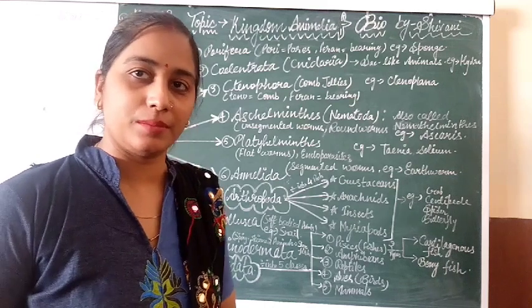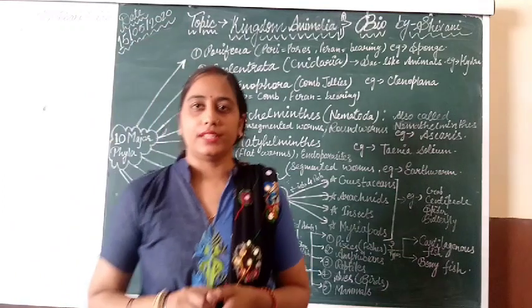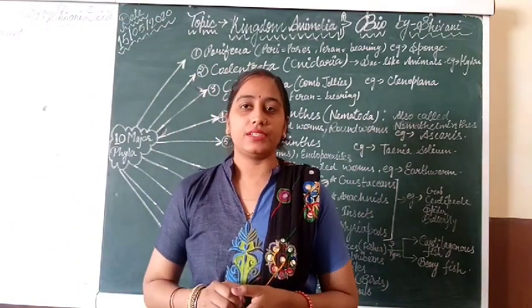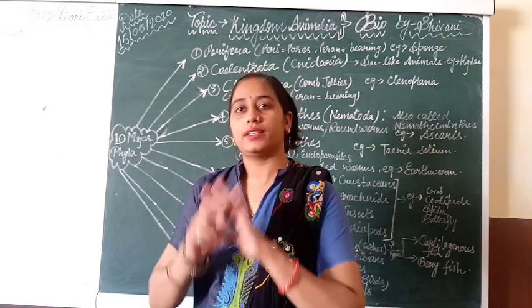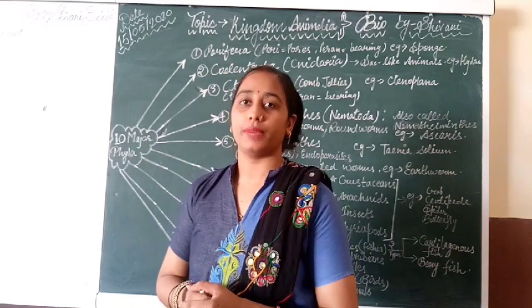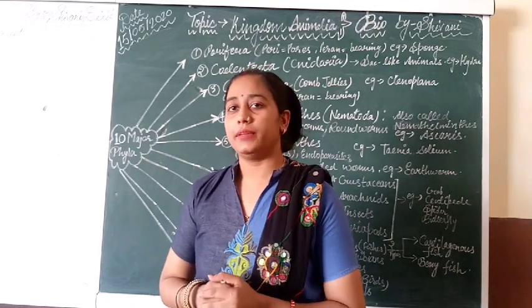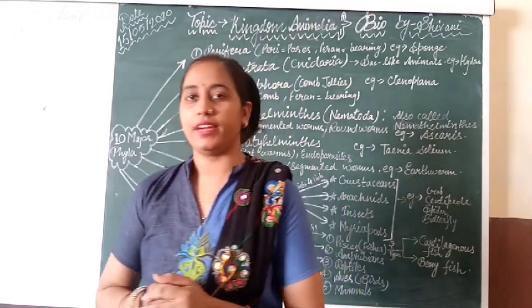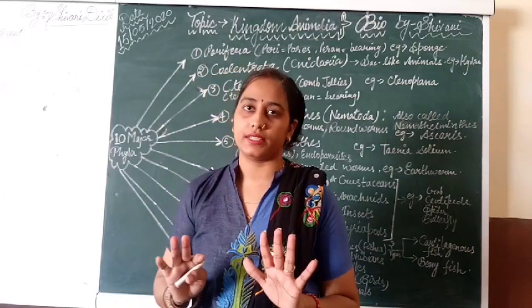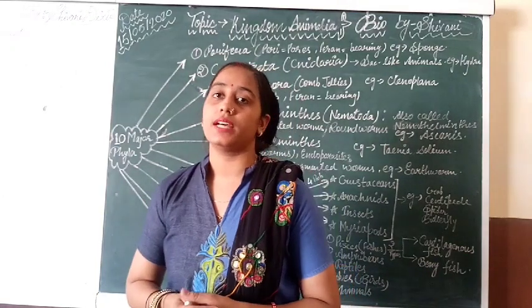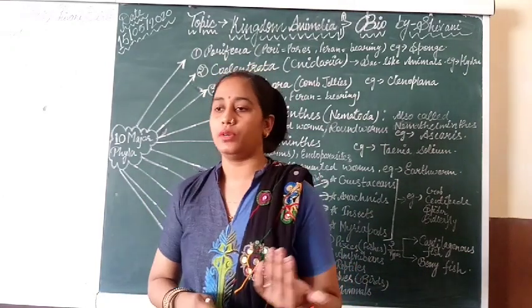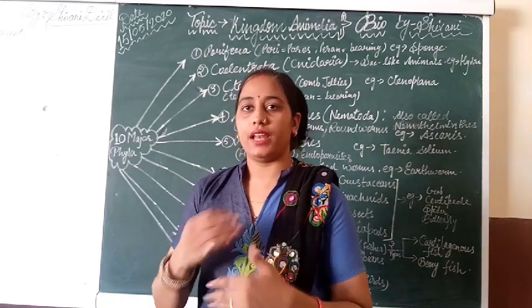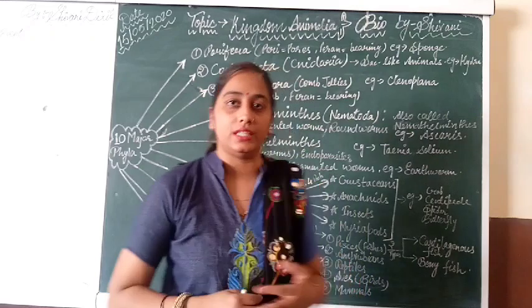So let's learn biology with Shivani Dikshit, and today we are going to discuss the topic kingdom Animalia. First of all, we will have to understand the graphical representation of the kingdom Animalia. The kingdom Animalia is divided into major 10 phyla. How many phyla are there? 10 phyla. The name of these 10 phyla I have already explained in the previous video, but still we will have to discuss in this video in detail.